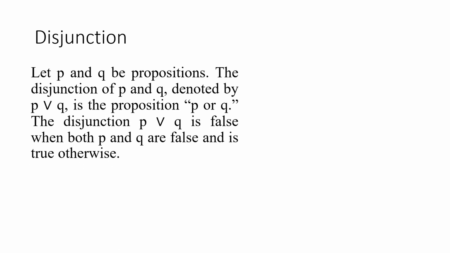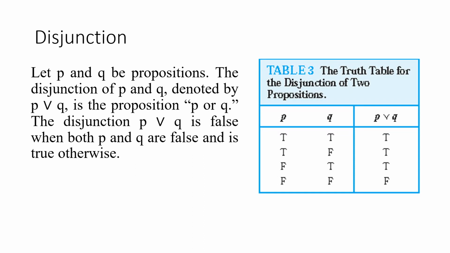So we have disjunction. Let P and Q be propositions. The disjunction of P and Q, denoted by this symbol, can be read as "P or Q." The disjunction P or Q is false when both P and Q are false and is true otherwise. So this would be the truth table for the disjunction of two propositions.